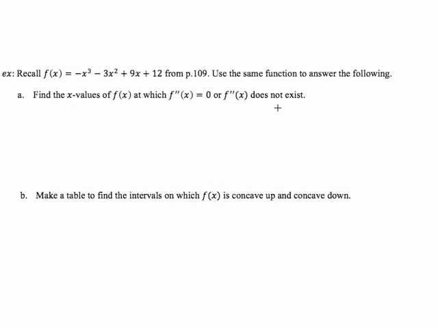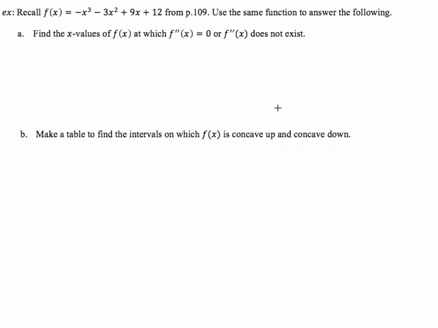Next, let's look at this function. f of x equals negative x cubed minus 3x squared plus 9x plus 12. We're going to use this function to find some information about the second derivative. So first we're going to find the critical values where the second derivative equals 0 or doesn't exist. To do that, we do need to compute first the first and second derivatives.